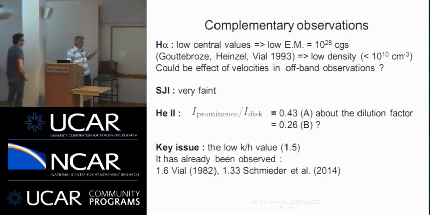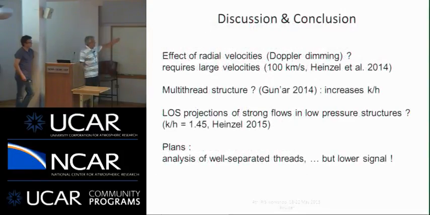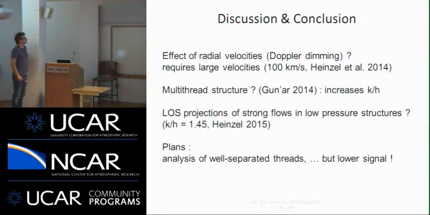Okay? And now, to conclude here, the key issue is the low value of the ratio K to H, which has been already observed a long time ago, but more recently by Schmieder with Aries. And I will just finish with some discussion. About this ratio, we have different possibilities to interpret that. It was already mentioned by Petre. Radial velocity, which led to Doppler dimming. It requires large velocities, but we have to perhaps do some new computations.